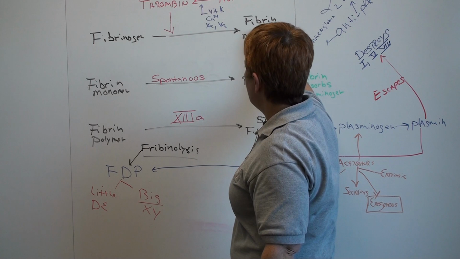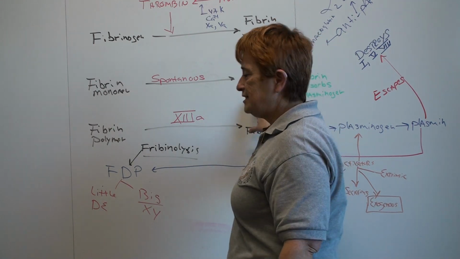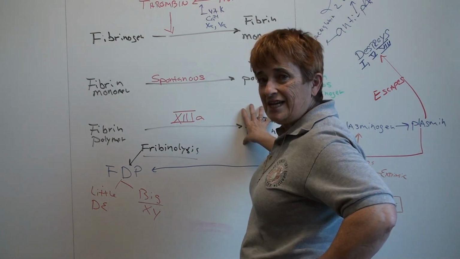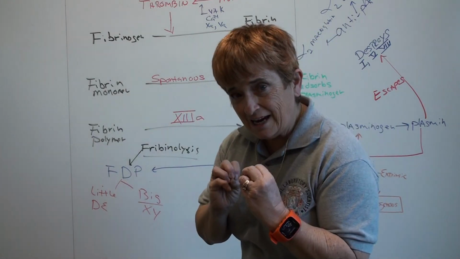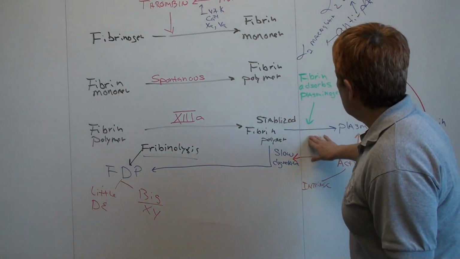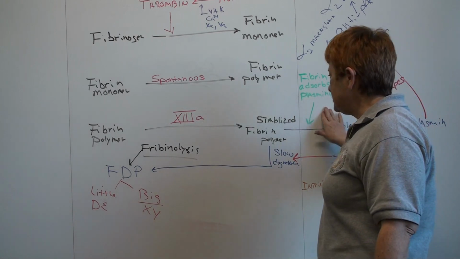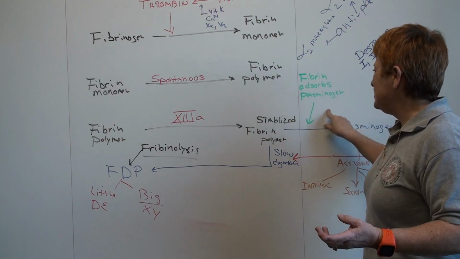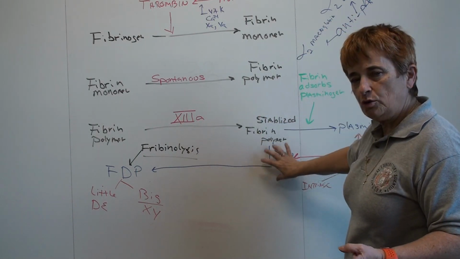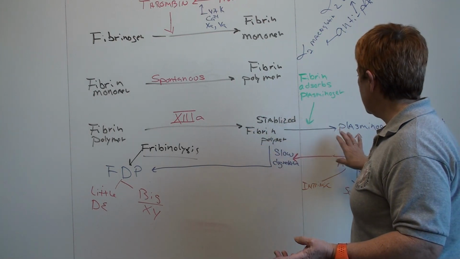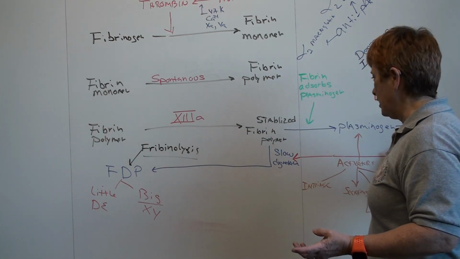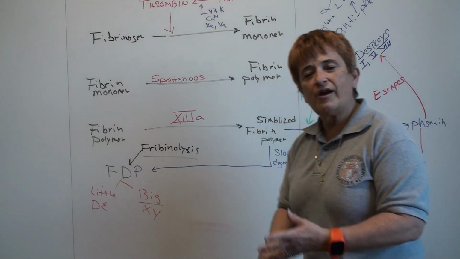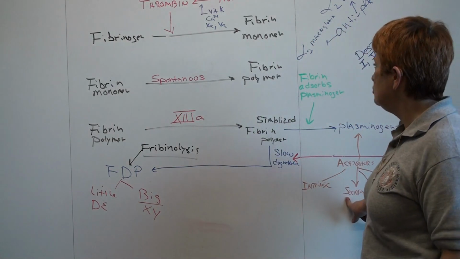So once we get to fibrin, we're going to make it stable with factor 13A. Once it's stable, it incorporates inside of it your plasminogen. The plasminogen is incorporated into here. It's a slow degradation product. Your plasminogen gets into plasmin and it's being activated. Plasminogen is being activated by intrinsic factors, extrinsic factors, exogenous factors, and secretions.